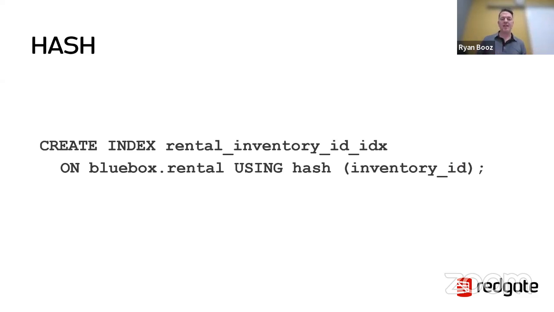So this is how you create a hash index. You actually identify it as using the hash index type and then the column that you are indexing.